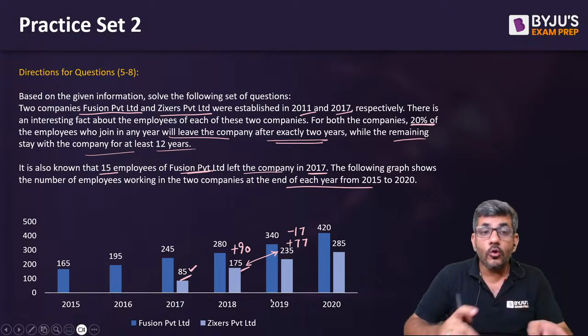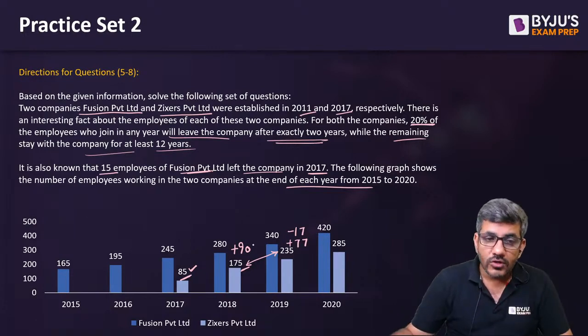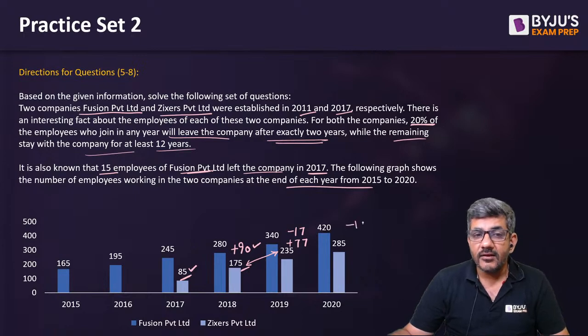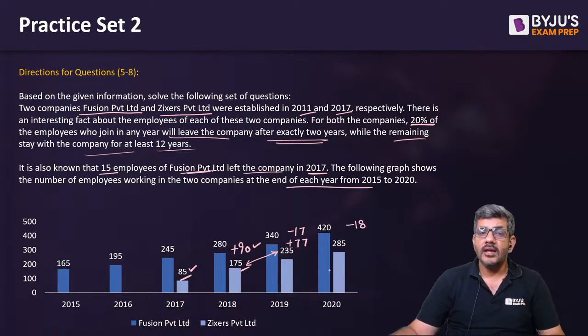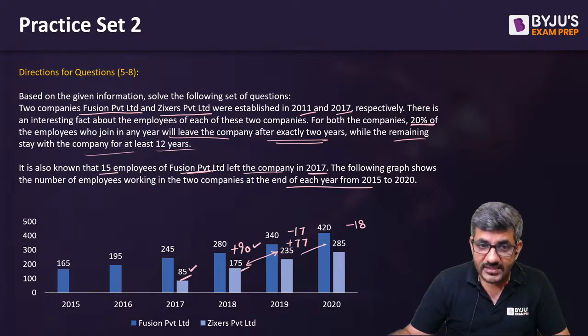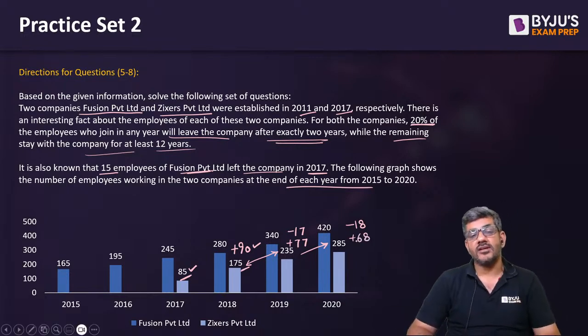77 people joined, 17 left, only then I can see an increase of 60 in the workforce. Similarly, out of these 90 people, 20% that is 18 would leave over here. And if 18 people would leave over here, but still I see there is an increase of 50 in the workforce. That means 68 people must have joined the workforce here.